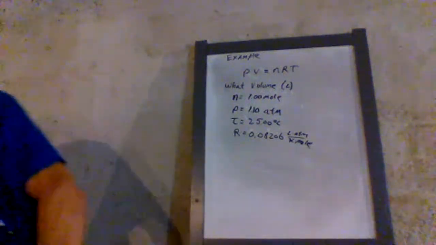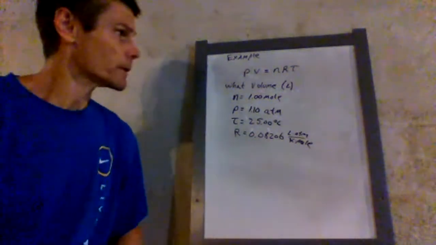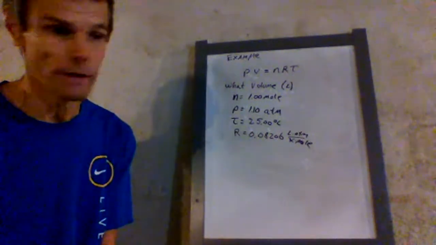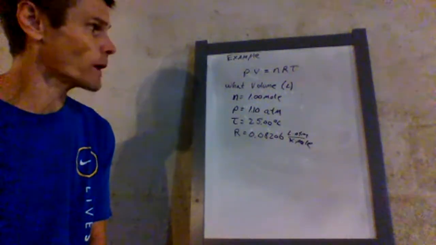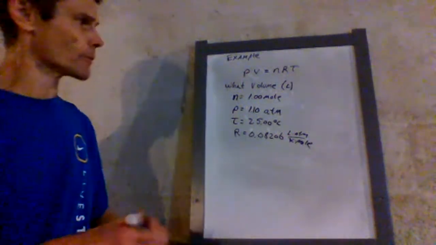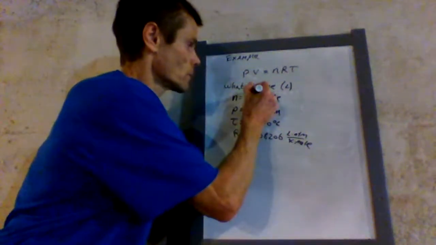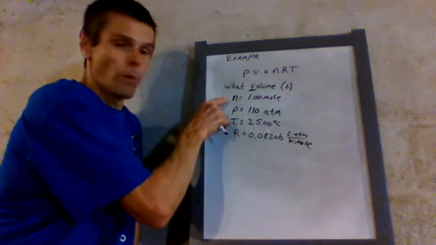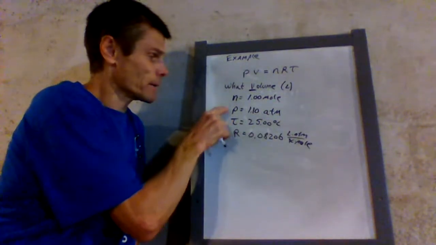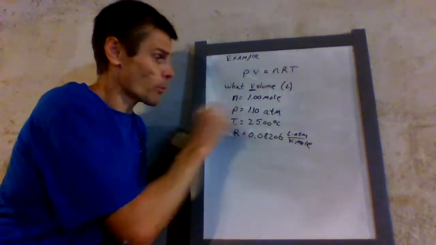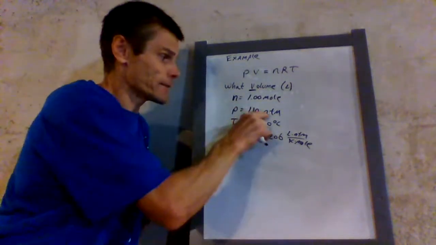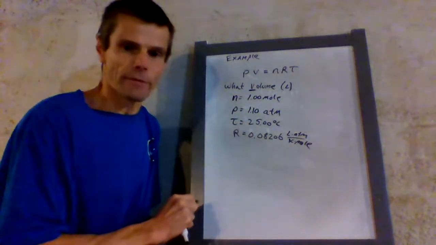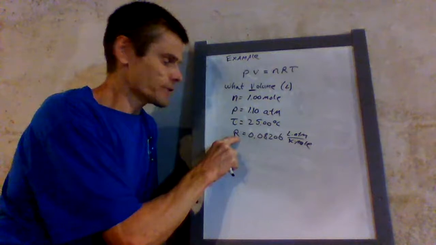So in this example, we're given the ideal gas equation, PV is equal to nRT. And the question is, what volume, so we want to solve for V, what volume would be occupied by 1 mole, that's our value of N. P is our pressure, 1.10 atm, a unit of atmosphere. T is our temperature, 25 degrees Celsius. And this is our constant.